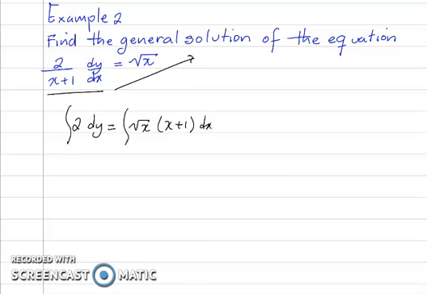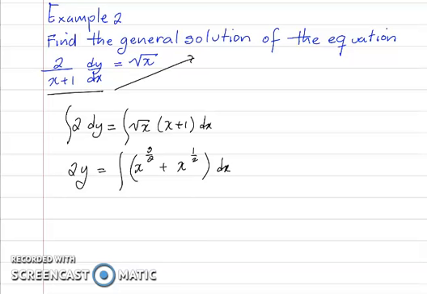So if I integrate 2 with respect to y, I'm going to get 2y. And over here, it's equal to the integral of x to the 3 over 2 plus x to the half power, and I'm integrating with respect to x. All right, so what happened there?